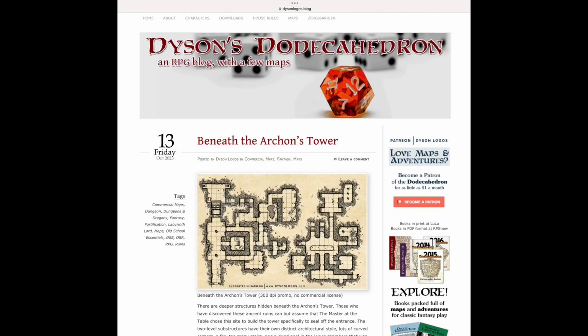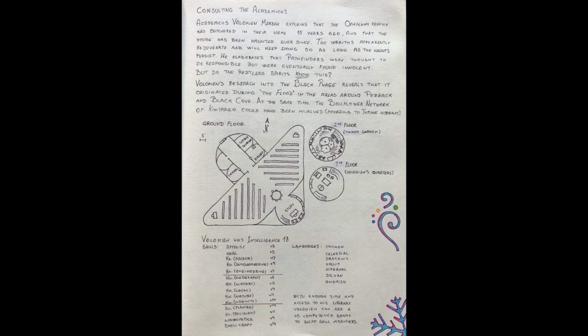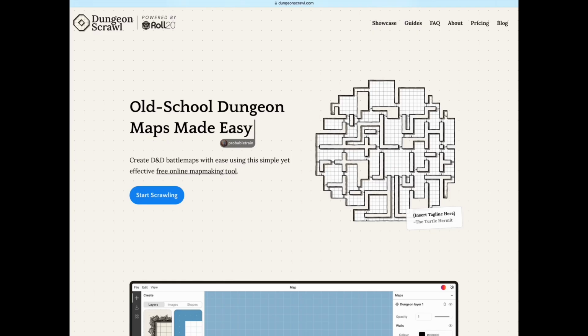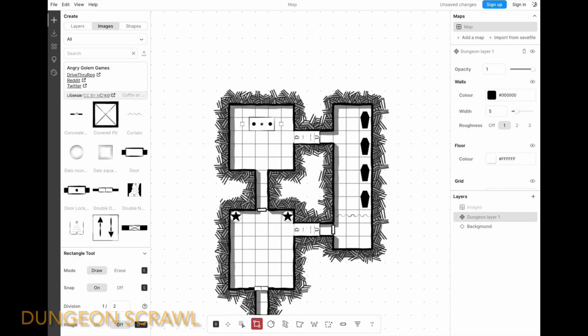If you don't already know it, I think you should visit Dyson Logos, a site where you get fantastic maps, all drawn in this old school style, and you will generally be able to find something that meets your needs. I myself like to draw my maps on paper, but if you prefer drawing your maps digitally and want to be able to use them with virtual tabletops, then you might be interested in Dungeon Scrawl, which lets you draw maps on your computer in this old school role-playing game style.